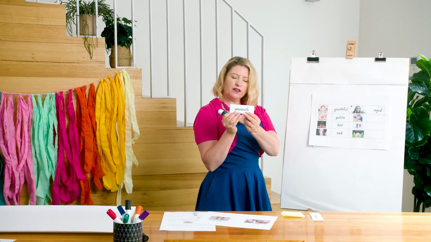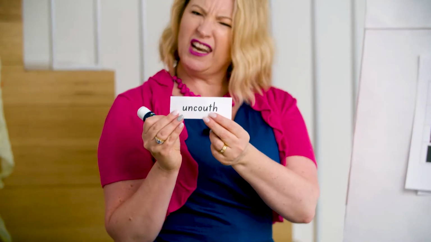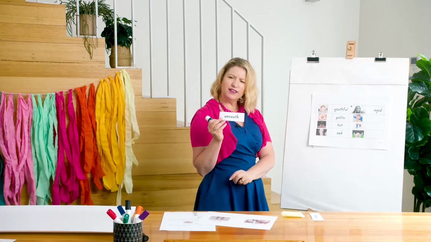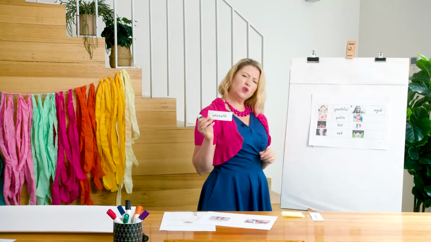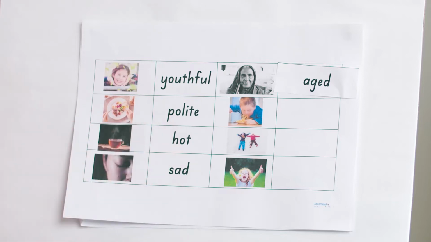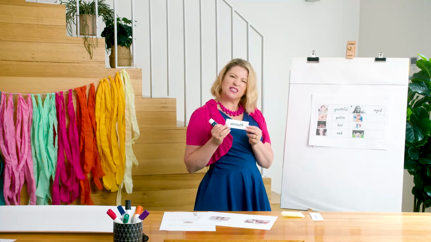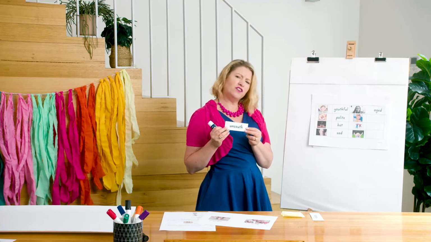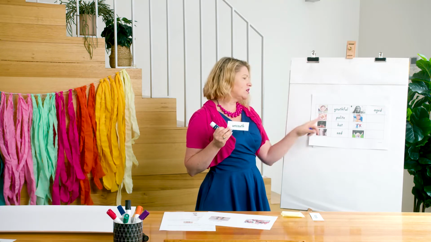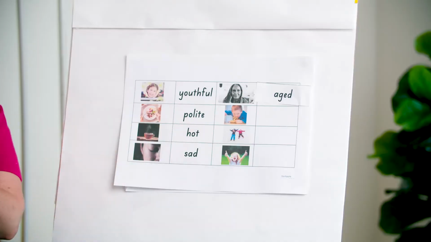Whoa, here's an oo word. It's got a prefix, un, meaning not, and outh, uncouth. You might not have heard that word before. What's uncouth an antonym for? Sad, hot or polite. Uncouth means a little bit rude. So if someone's uncouth, they haven't got very good manners. So if they're uncouth, it means they're not polite. So uncouth is an antonym for polite.